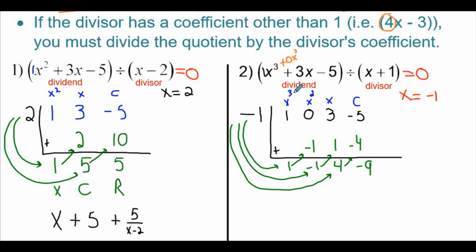To figure out the answer, you reduce this column by one exponent. So this in the answer is x squared. This is the linear. This is the constant. This is the remainder. So the actual quotient is 1x squared minus x plus 4 minus the remainder of 9 over the divisor, which is x plus 1.